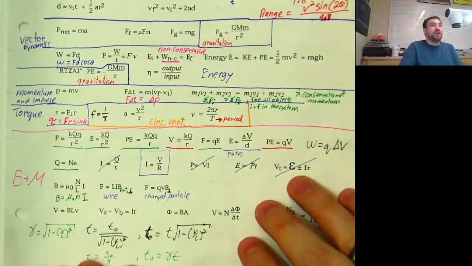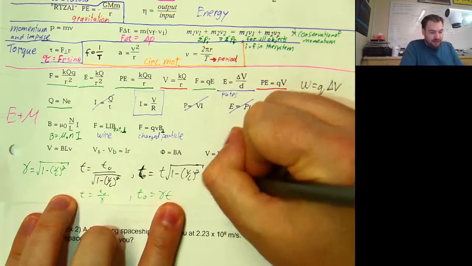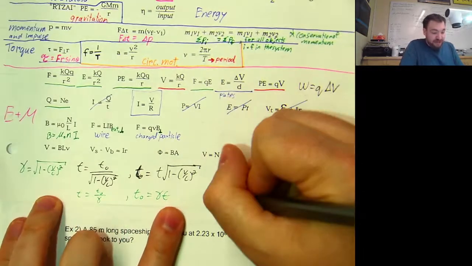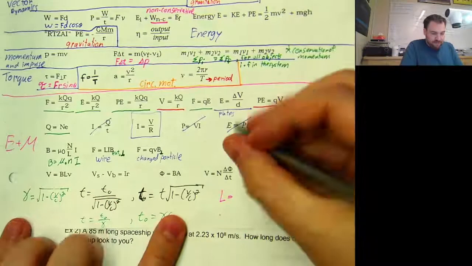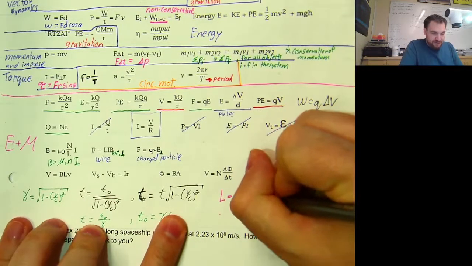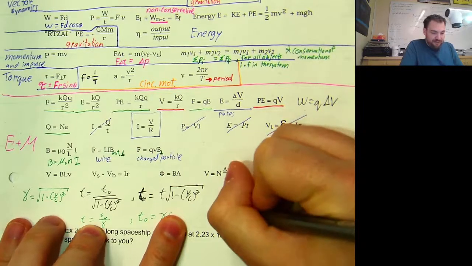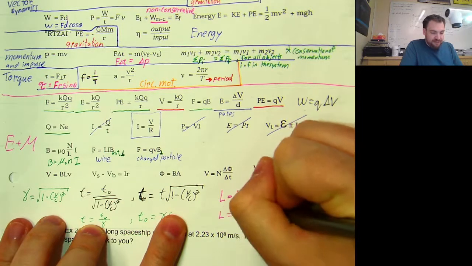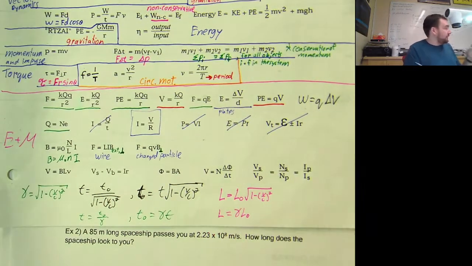I'm just going to toss one, not both. This one here. L equals, actually, I will do two. L equals L0 times the square root of 1 minus V over C all squared. And I'll write it like this too. L equals gamma L0.